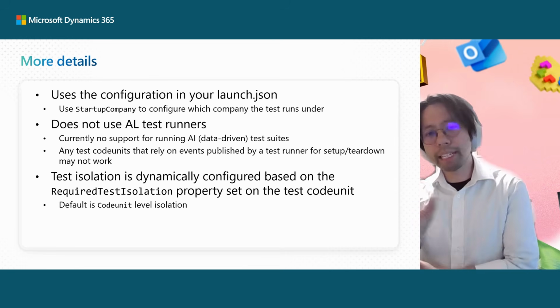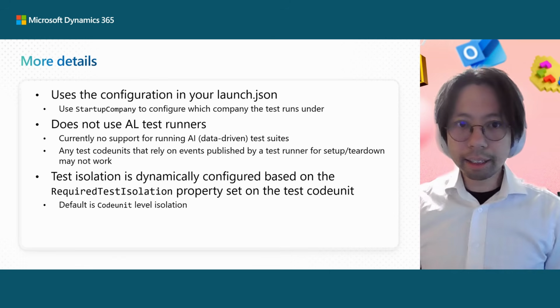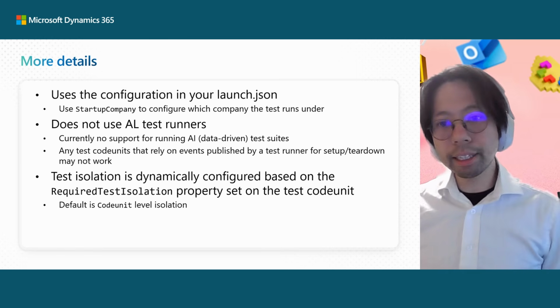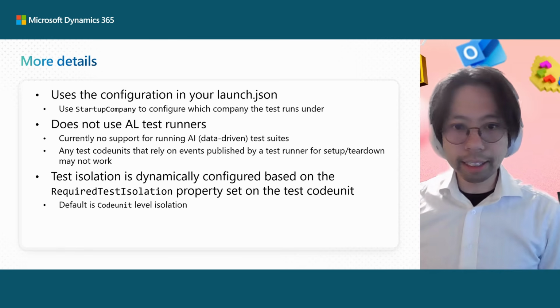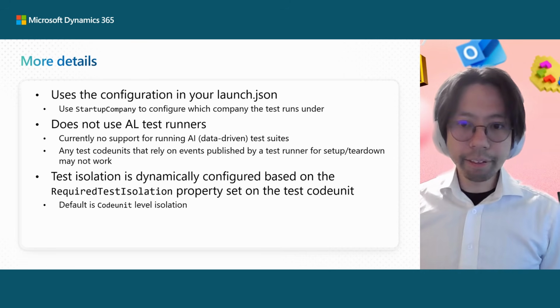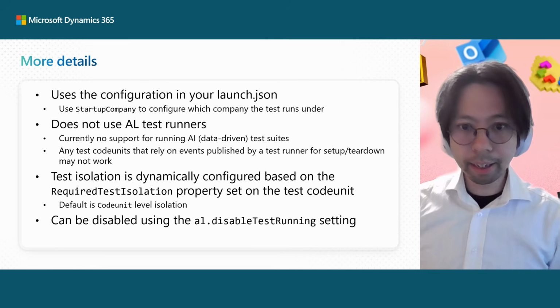Finally, when it comes to test isolation, traditionally test isolation is provided by the test runner, but because we don't have a test runner here, we actually configure this dynamically based on the required test isolation property that's set on the test code unit. And if you do not have this set, it will default to code unit level isolation.